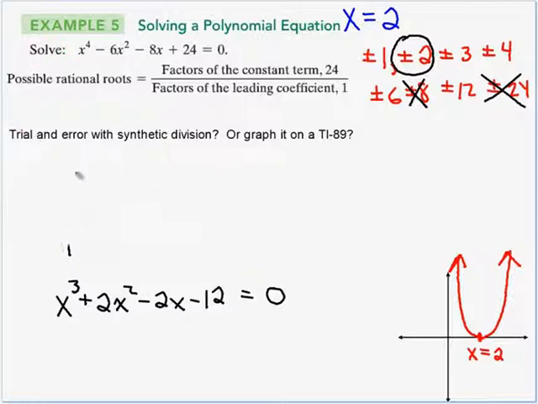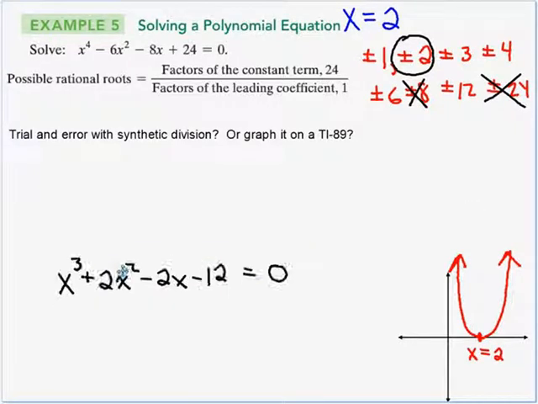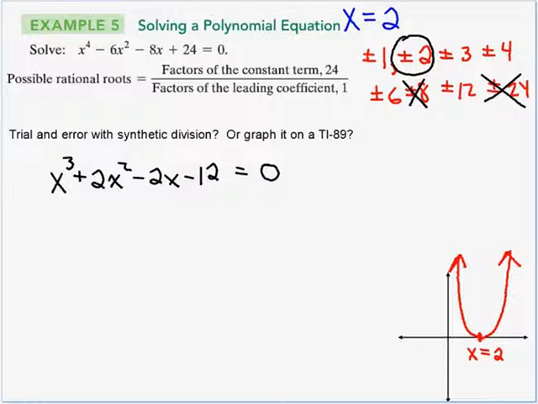Look how it touches and bounces off. Remember what that meant: if we graphically touch and turn around there, that meant we had a root of even multiplicity. We know that x equals 2 is an answer. Well, it might not just show up once in our solution set. It might show up twice because, again, we did not cross the x-axis. We touched and turned around. We could probably pull out another 2.